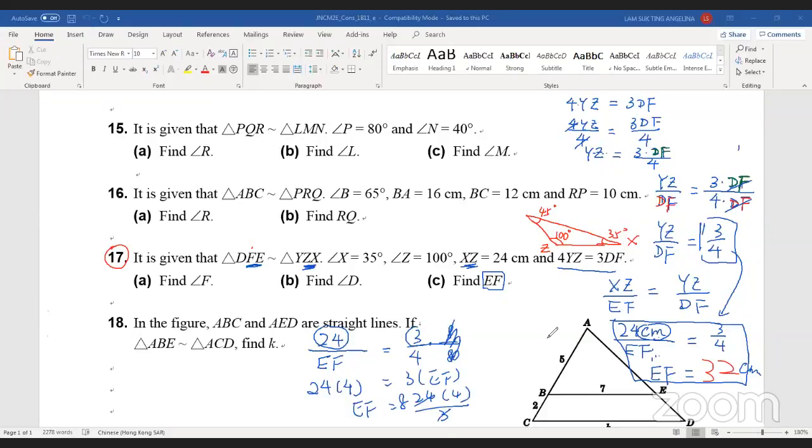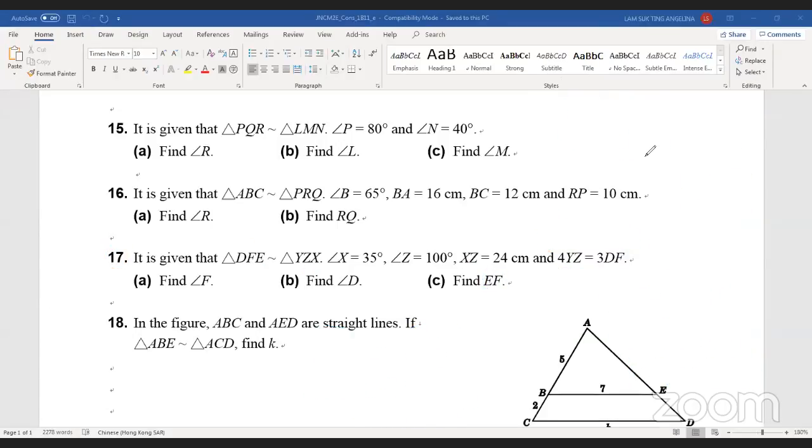Now, this is basically section C. And then for section C, you are always given that there are some similar triangles, and then you are asked to find the unknowns. But for section D will be different. That is the other way around. And then we come to the next one.